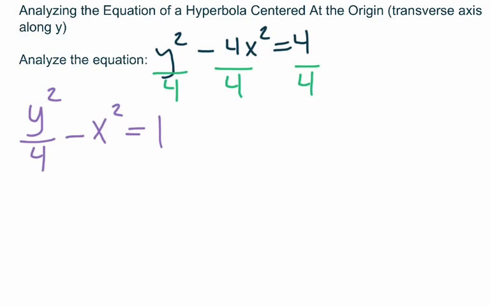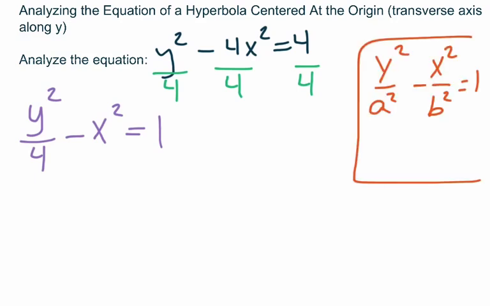This equation has the form y squared over a squared minus x squared over b squared equals 1. So this means that our transverse axis is along the y-axis. From the equation, we know that a squared equals 4 and b squared equals 1.